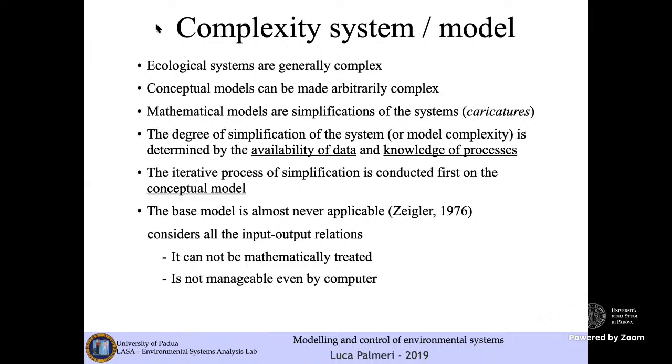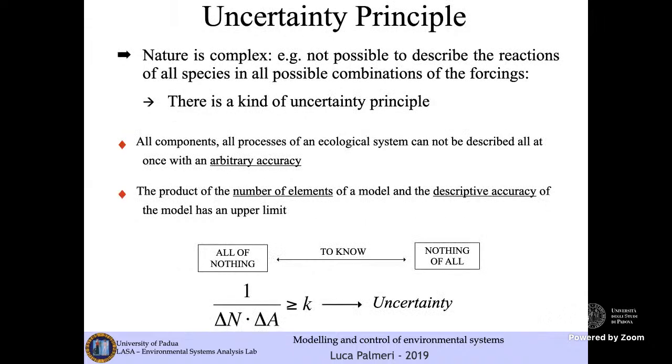The degree of simplification of the system or the model complexity is determined by the availability of data and is limited by our knowledge of the process. So there are some more limitations that allow us to define, for example, the uncertainty principle, so the limit of our knowledge.